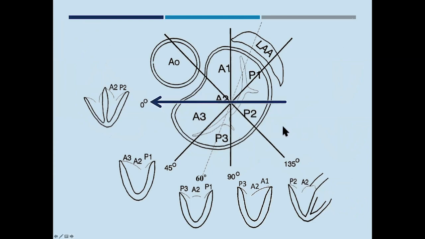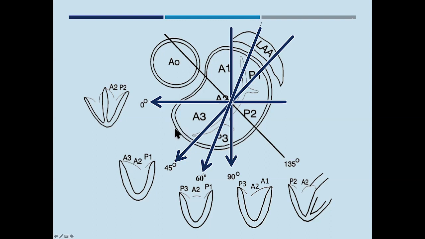So the mid-esophageal four-chamber view is at 0 degrees with A2, P2 visible. The 45-degree, 60-degree, and 90-degree angles are all important because they have a landmark of the left atrial appendage. And when you see the left atrial appendage, you know that you're close to A1, P1. Often the coronary sinus is seen on the other side, and that is where A3, P3 are located.